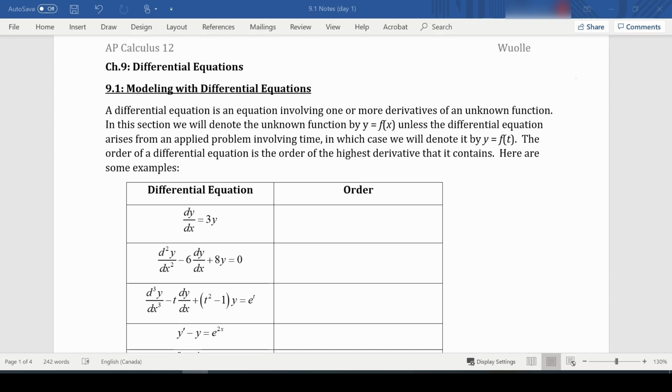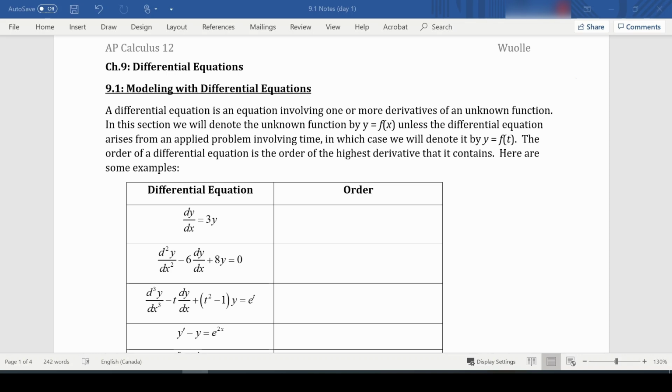Hello and welcome to lesson 1 of chapter 9, Differential Equations. Today we're going to look at what a differential equation is and how we can use a given equation to see if it satisfies a given differential equation. Lesson 2 will be slope fields, and in lesson 3 we will be solving differential equations more intensely.